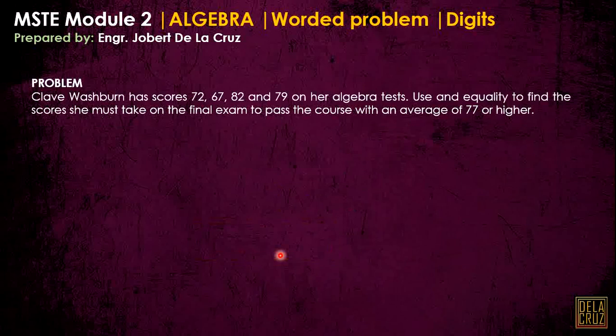Now another example. Okay, so Kel has scores 72, 67, 82, 79 on her algebra test. Use an inequality to find the score she must take on the final exam to pass the course with an average of 77 or higher. So ano daw yung score niya sa final exam, or at least he can get 77 or higher grade. Take note, it is clearly stated that the average should be greater than or equal to 77.